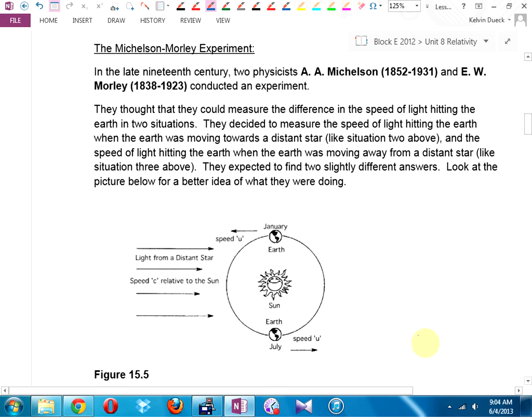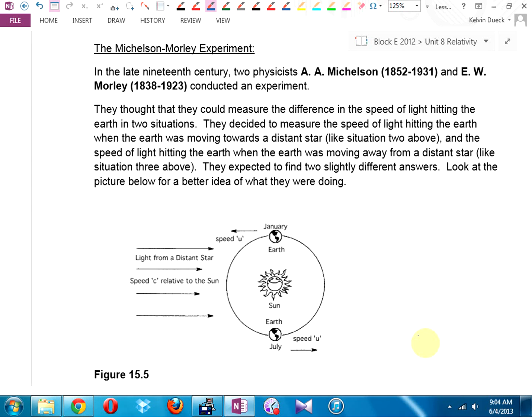And what they thought they could do is they could measure that 15 meters per second difference either way for a total of 30 meters per second difference. They thought they could measure it. They thought in January, when we were revolving around the sun, when we were moving towards the star, that should be the same as the pickup truck moving towards Sam. We should measure the speed of light to be a little bit bigger. The same way as Sam measured the baseball coming towards him at 45 meters per second.